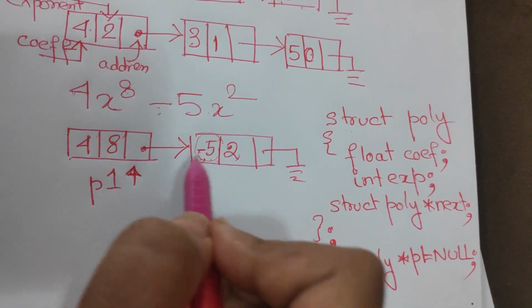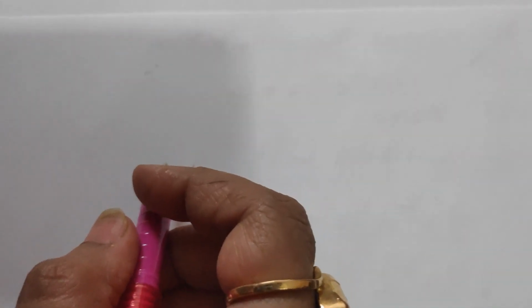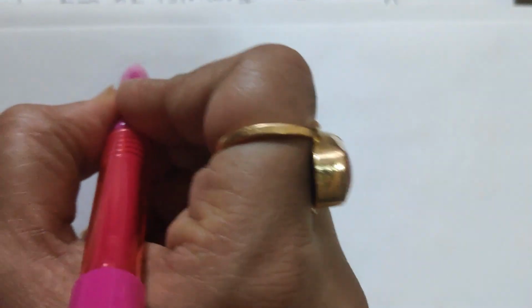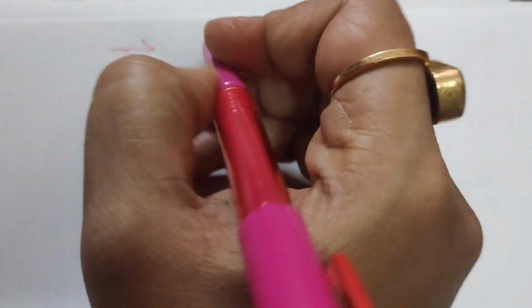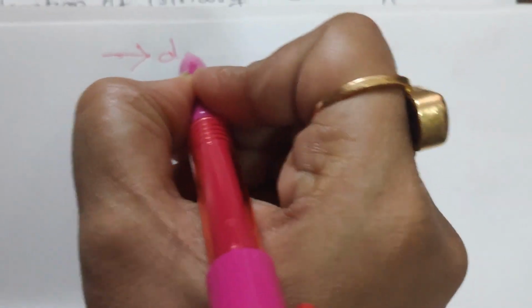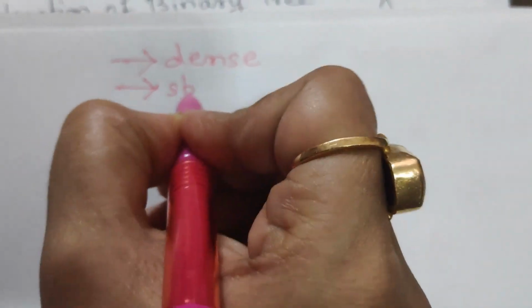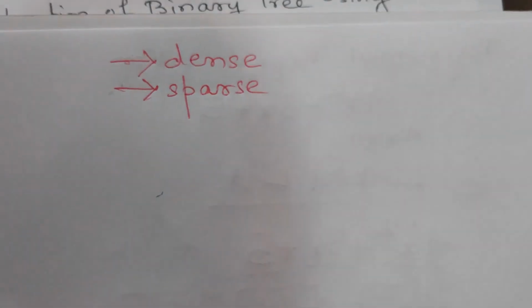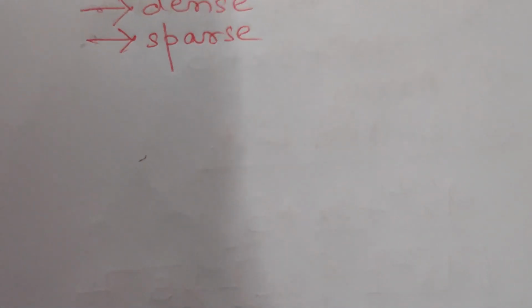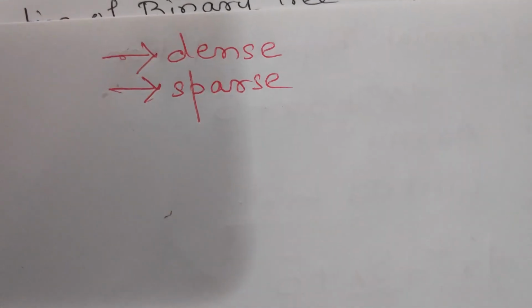Now, before I proceed into representation of a polynomial using array, there are two types of polynomials. One is dense polynomial, another one is sparse polynomial. Now, what do we mean by a dense polynomial and what do we mean by a sparse polynomial?